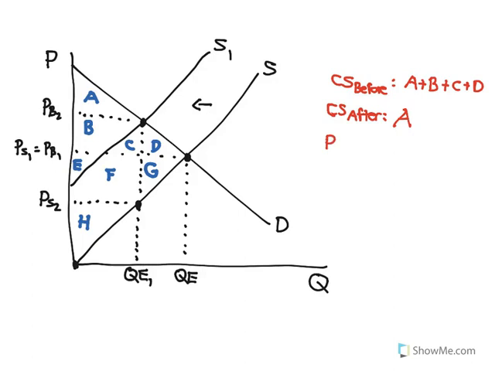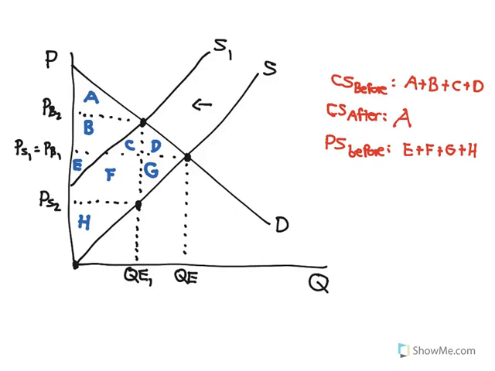For producer surplus, you might pause the video and see if you can find it. Producer surplus before the tax, area above the supply curve, S, and then below the price, PS1, there you go, would be E, F, G, and H, okay? Area above the supply curve and below the price, right? So E, F, G, and H represent producer surplus before the implementation of the tax, okay?